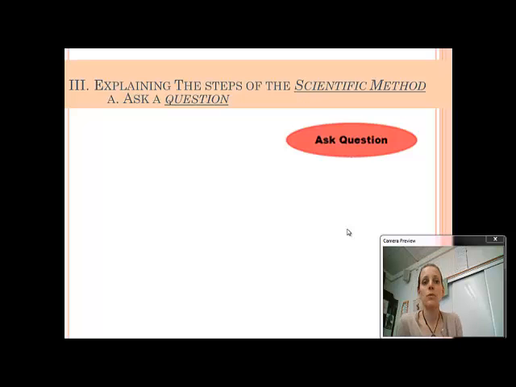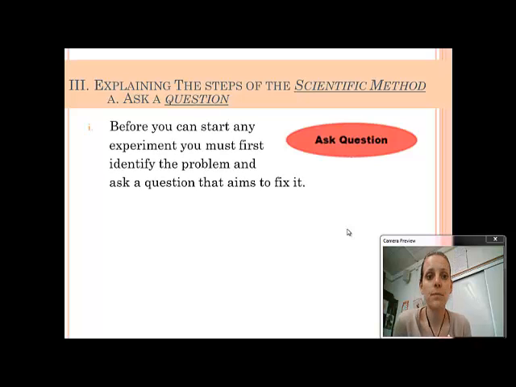All right, so let's start with the first step of the scientific method, which is asking a question. Before you can start any experiment, you must first identify the problem and ask a question that it may aim to fix. We aren't always fixing things by conducting experiments. Sometimes we just want to know more.